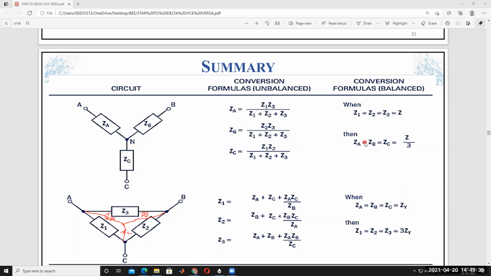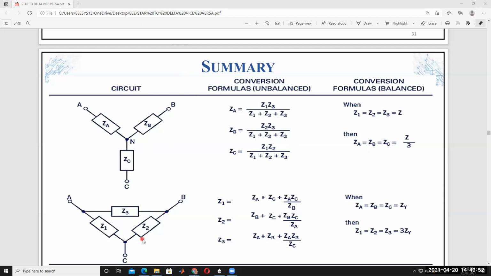So Z is called impedance actually. I already explained at the time of starting: Z impedance is nothing but Z, admittance is nothing but Y. So that is called delta to star transformation, star to delta transformation.